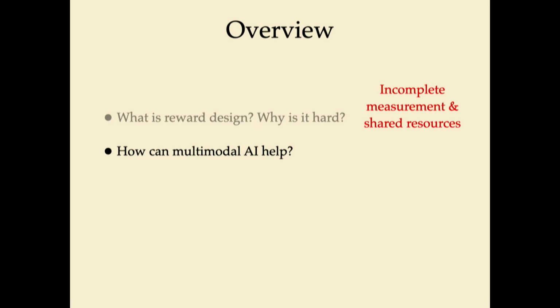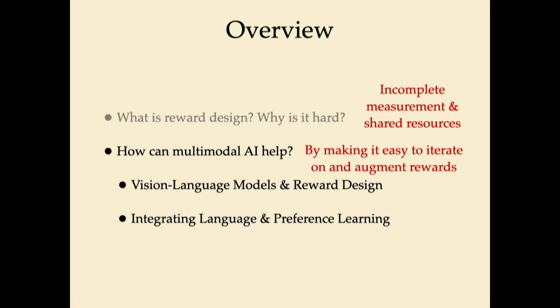Next, how can multimodal AI help us solve this problem? The answer I want to point out is related to running that control loop, figuring out what's wrong and then adjusting our systems accordingly. I think multimodal AI can make it much, much easier for us to iterate on and augment the rewards that we specify to systems. I'll give two examples of how we can go about this. The first is relying on vision language models in the context of reward design. This is using models that connect language to image representations in order to specify goals. And second, I'll talk about integrating language into online preference learning and robot control.